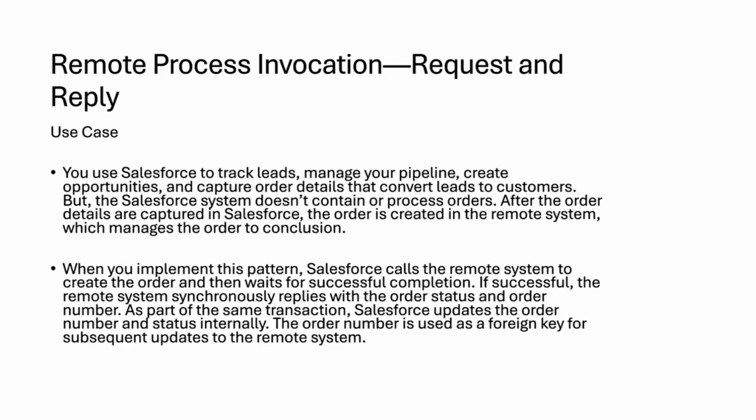So the first pattern we are going to see is the remote process invocation. Remote process means you just think API. It's one of the APIs that we are going to call. So it's a request and reply pattern. Request and reply means we are requesting some data or we are posting some data to a third party and it is giving the reply immediately.